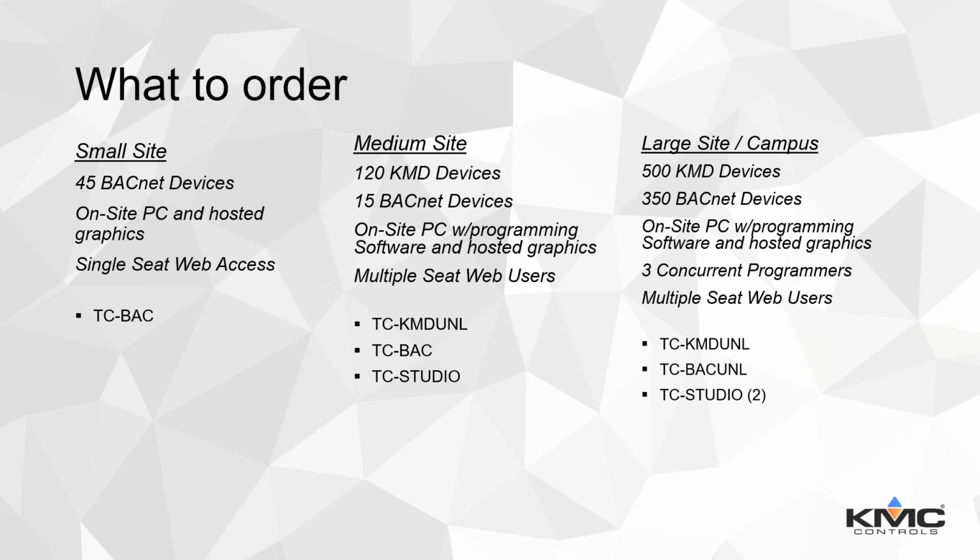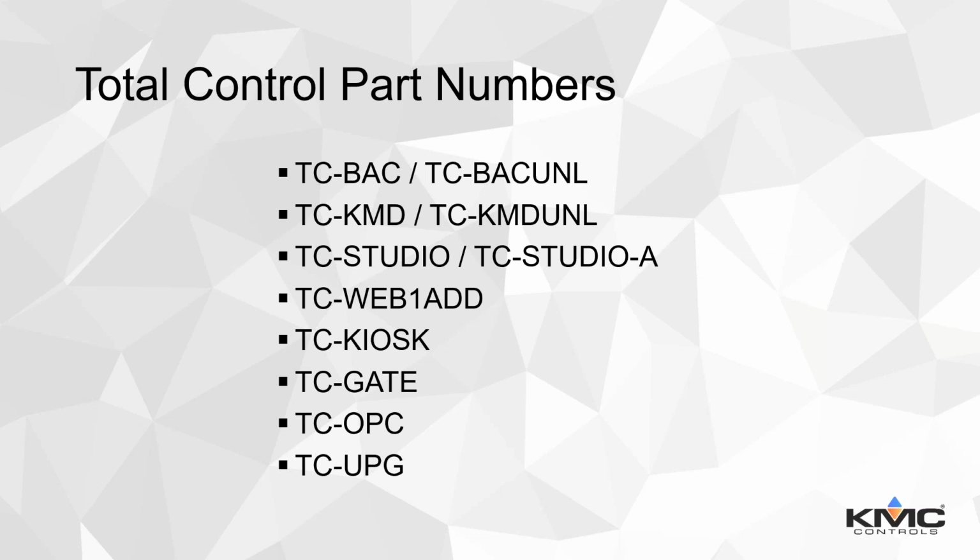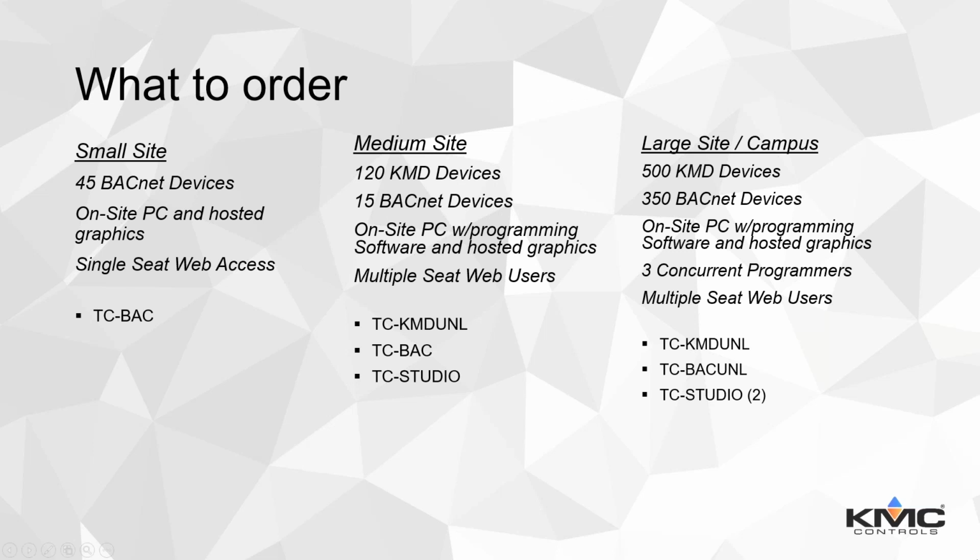When I say single seat for that application, for the web access, you can have multiple users. You can have 20 users in there. However, only one user can be on at a time. So if we flip back to the part numbers here real quick, you can see TC Web 1 add, which is where you would want to purchase the web add if we needed to add multiple concurrent web users for end customers. So back to this slide here for the small site.